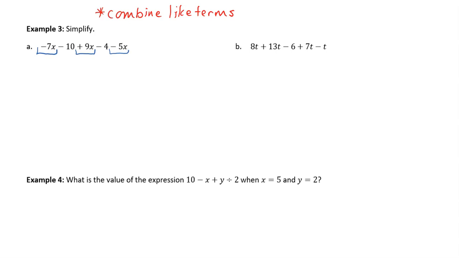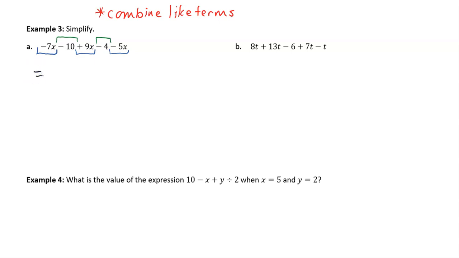They all have just x by themselves. There are no powers to them, right? There's not x squared or x to the third. It's just an x value by itself, and that's what we call like terms. The other like terms we can talk about are the numbers, right? The negative 10, the minus 4. Those are only values. They have no variable to them. So I'm going to be able to combine those pieces.